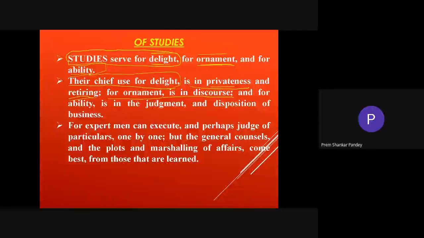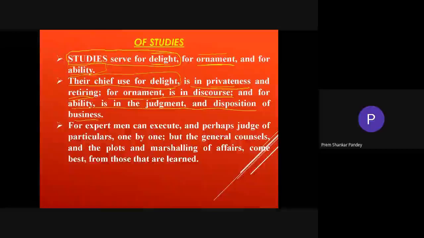When you are talking with some other people, if you are a learned man, if you believe in studies, it will give you pleasure while you are talking to other people. So it will look like an ornament in the discourse, in your writing, in your speaking. And for ability is in the judgment and disposition of business.